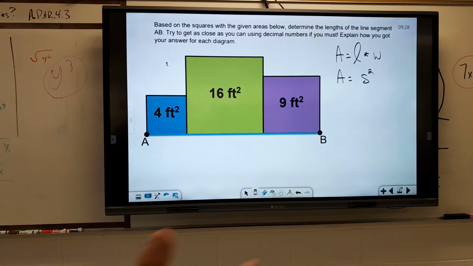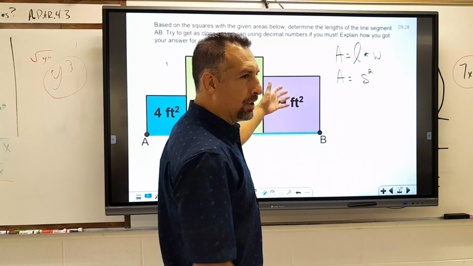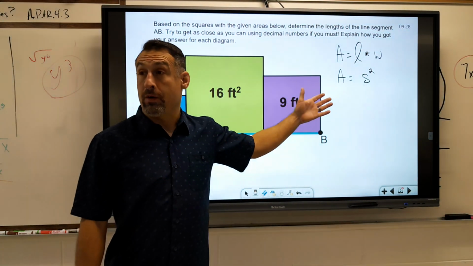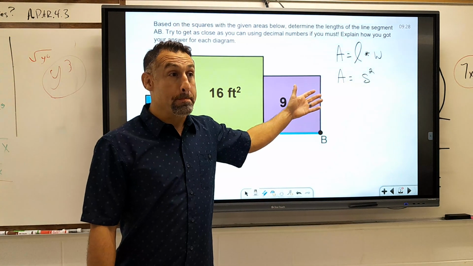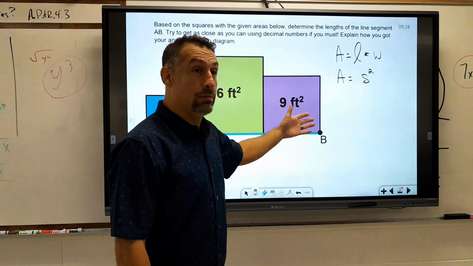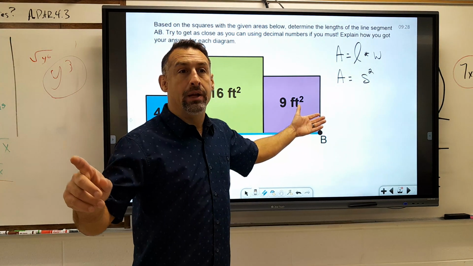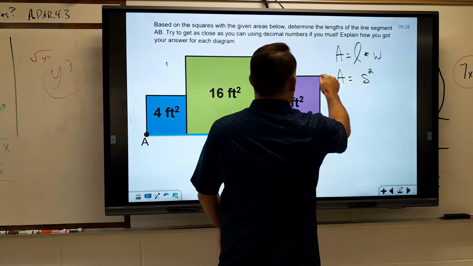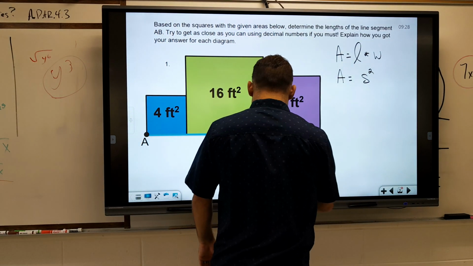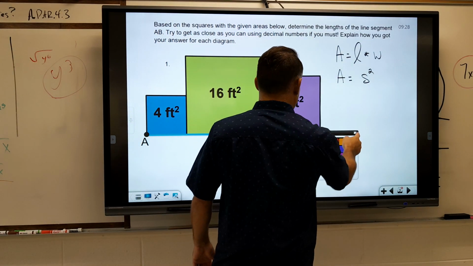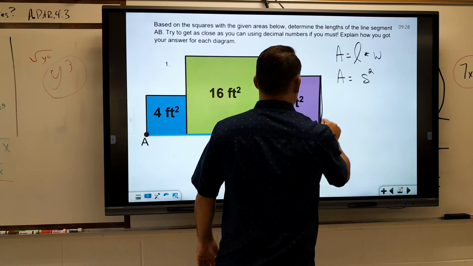Let's start on one box. Let's start with the purple box. We have a purple square here, right? Yes. And what information was given? The area. It's 9. The area is 9. So, what number times itself is 9? 3. So this is 3.